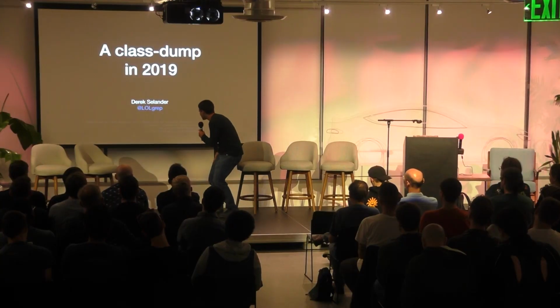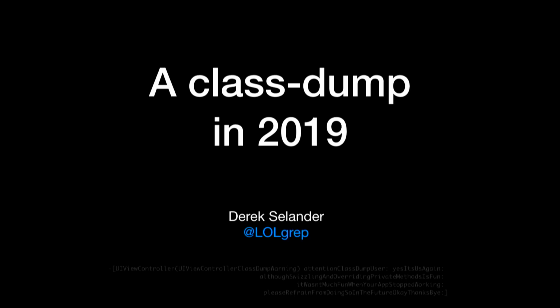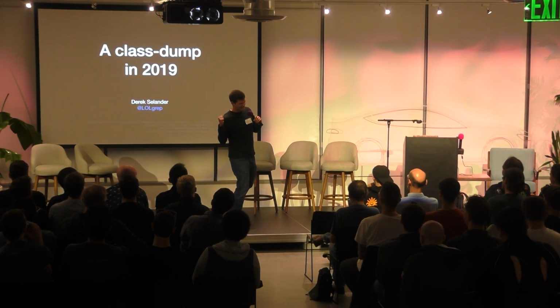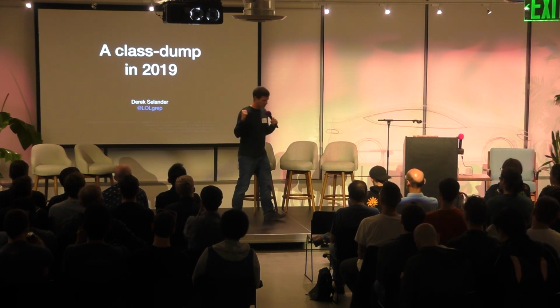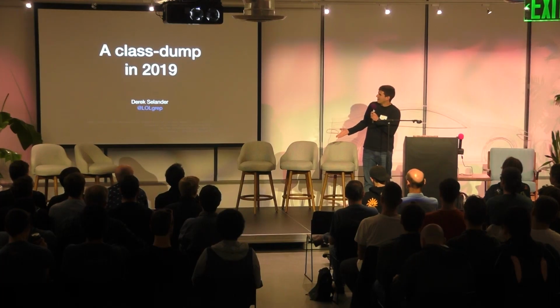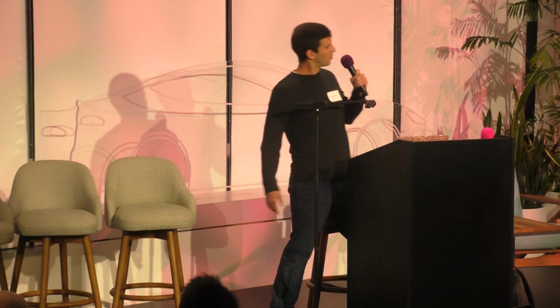So let me read this super small thing. We have a UIViewController category which says, "Class-dump warning, attention class-dump user, yes, it's us again. Although swizzling and overriding private methods is fun, it wasn't much fun when your apps stopped working. Please refrain from doing it in the future. Okay, thanks, bye." So that method, I think, was around in 2009. So this tool has been around for quite a bit. So I thought, hey, why not give a talk about it now? Because there's a lot of different stuff out in the wild.